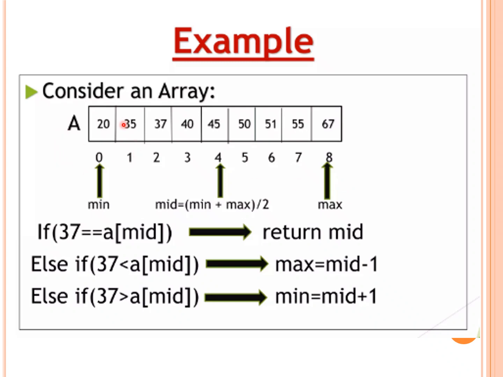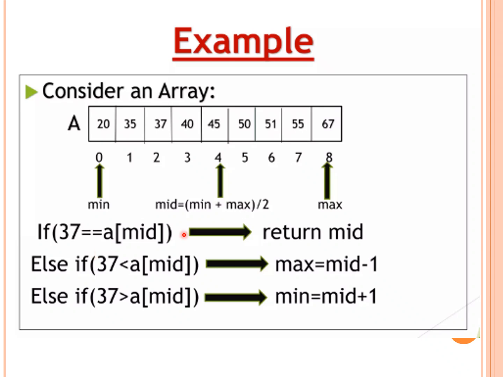Now what is my mid position value? Mid position value is calculated with the formula (min plus max) by 2. Min is 0, 0 plus maximum 8 by 2 is 4. So this is my mid value. I have three values: min, max and mid. The element I am going to search is 37. First I check whether it is in the middle or not, and based on that I decide whether to move left from the mid or right from the mid. So I am checking whether 37 is equal to A of mid or not.